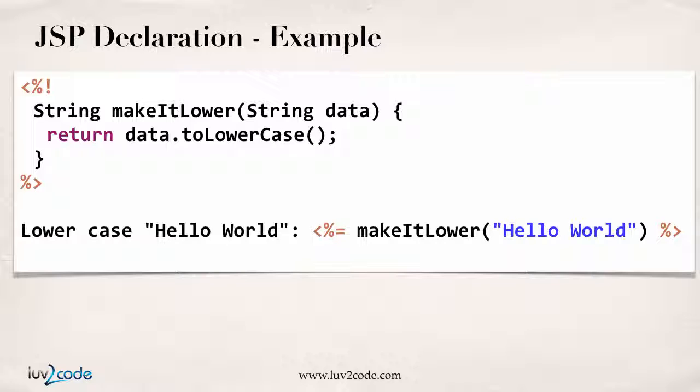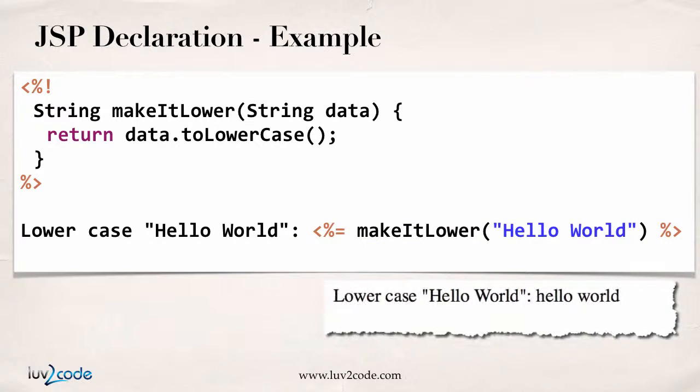And then at the bottom, I can make use of that method. So here I'll make use of a JSP expression. I do an angle bracket % with an equal symbol, and I say makeItLower, and I pass in the string that I wanted to convert. And that's it. So at the bottom here, this is what the output will look like. So lowercase hello world, and then colon, and then I have the actual hello world. So the result of making that expression or that method call will be displayed right here in that JSP page. And that's basically it.